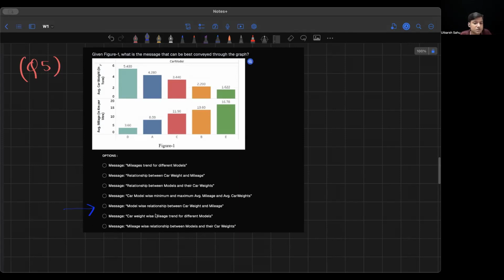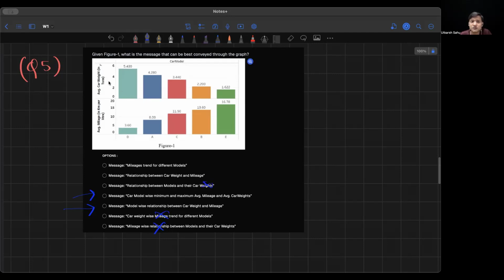Car weight wise, no. Not weight wise. Mileage wise relationship, no. Car model wise minimum and maximum average. So these two seem suitable to me. And for the relationship between model and car, there is no relationship with car weightage.